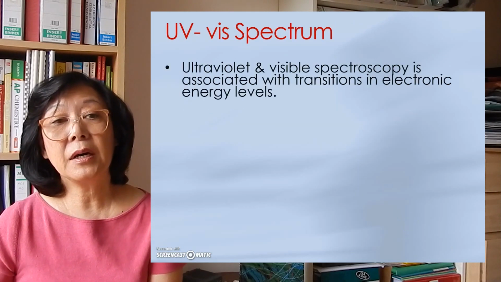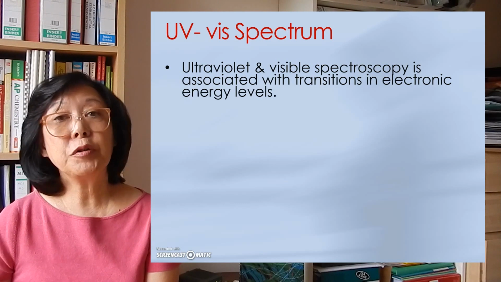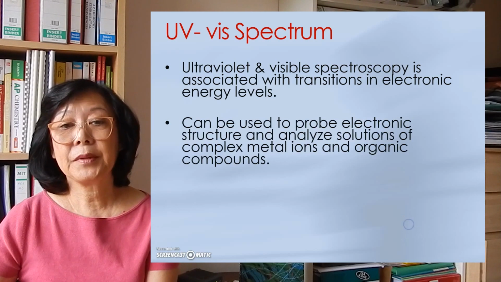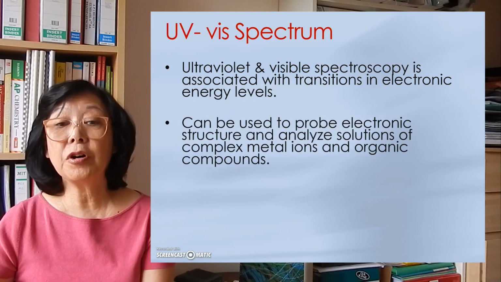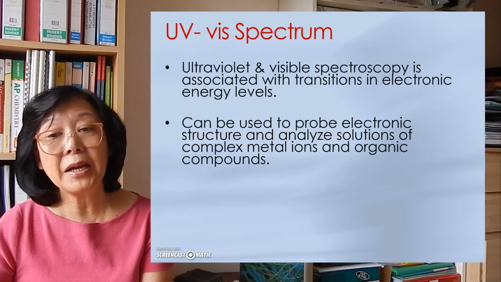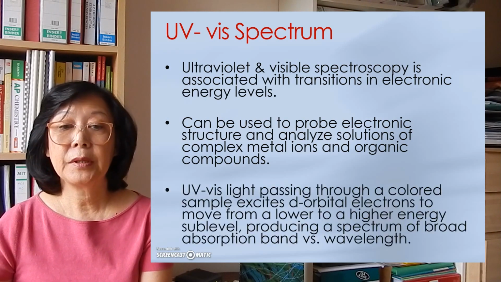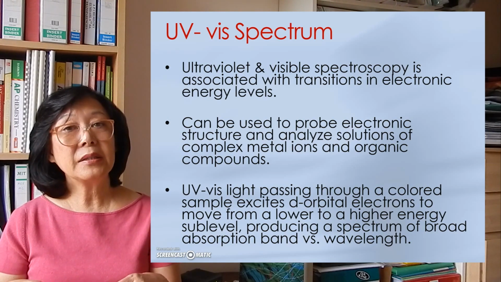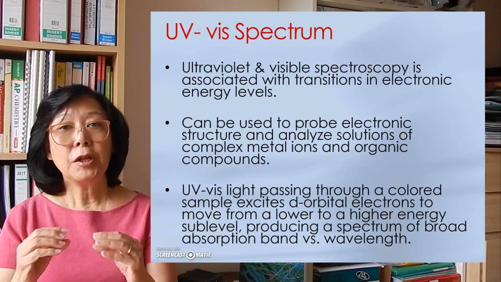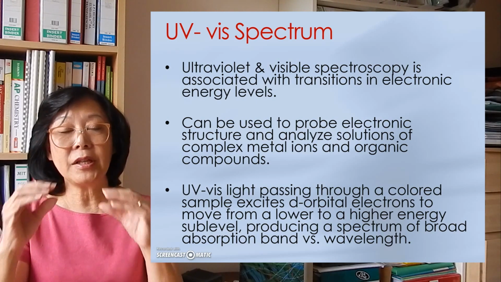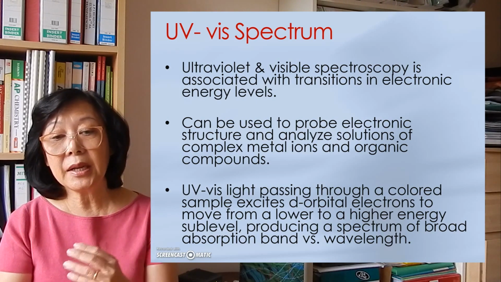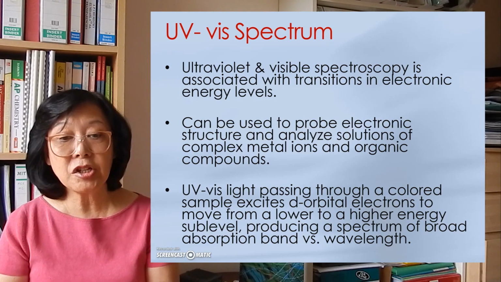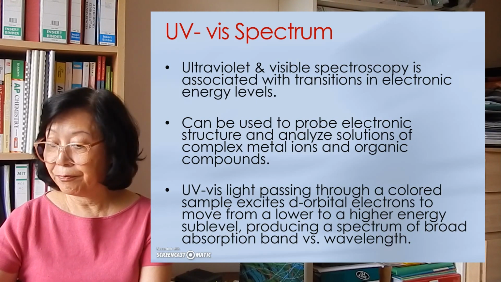With the UV visible spectrum, it has to deal with the transition of electrons between energy levels. It can be used to probe the inner structure of molecules such as metal ions or organic compounds. Now, it is a light passing through a colored sample because remember, there are d orbitals and there are 5 of them. 3 of them are slightly lower in energy than the other 2. So when this electron, they can move from a lower to high energy level by the excitement of light, and that will produce a spectrum.